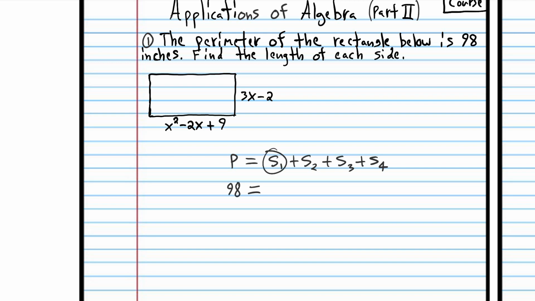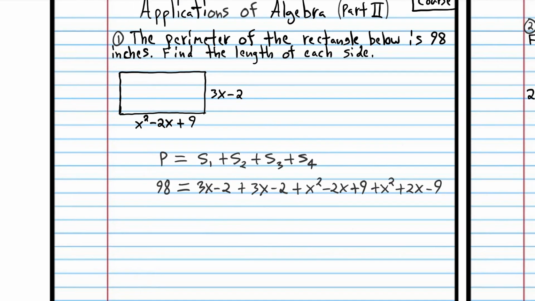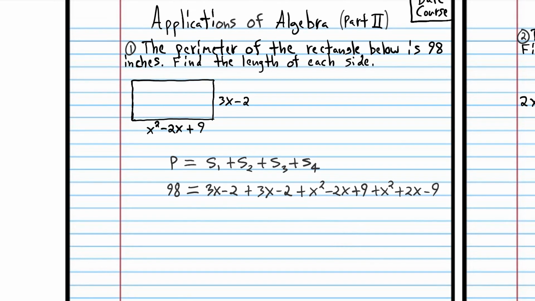And we know that one side is 3x minus 2. And this other side is the same length. That's 3x minus 2 also. So we'll add another 3x minus 2. Then we have x squared minus 2x plus 9. That's another side. And then we add this side, which is also x squared minus 2x plus 9. I'm going to go ahead and move all this over. So we're adding up our 4 sides.